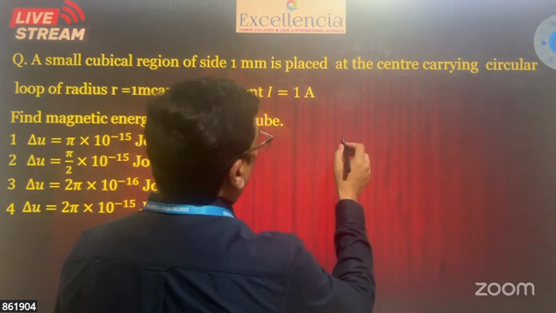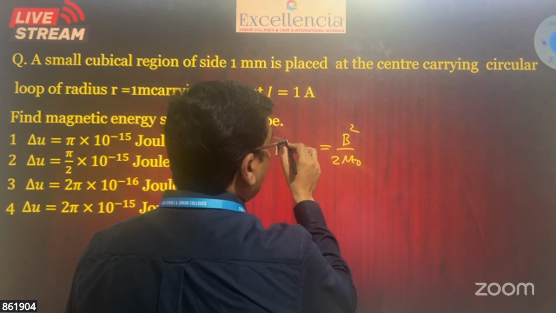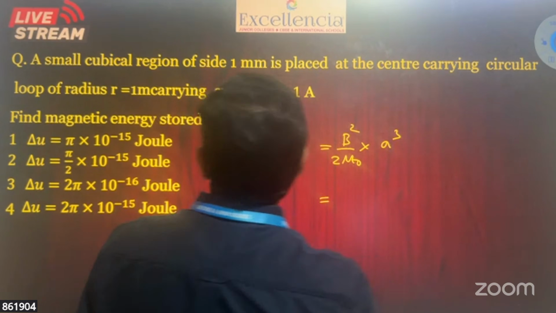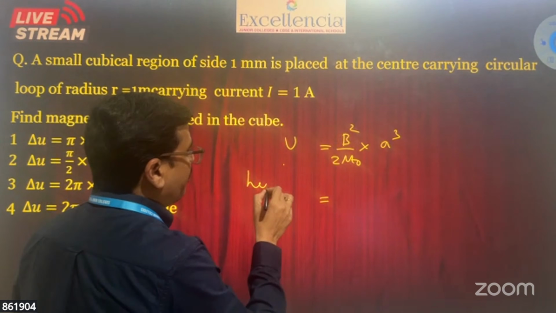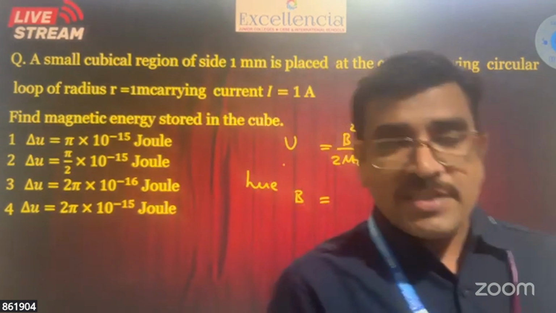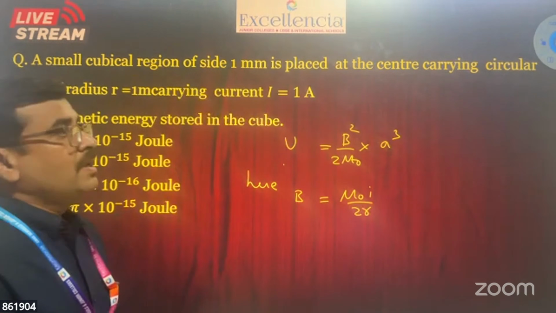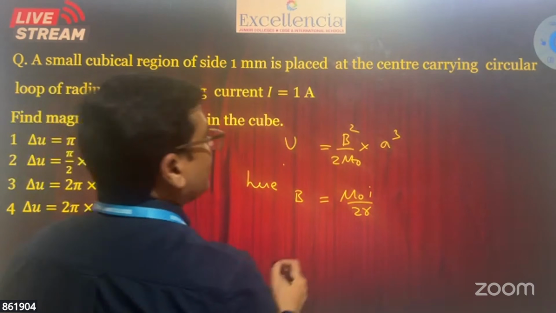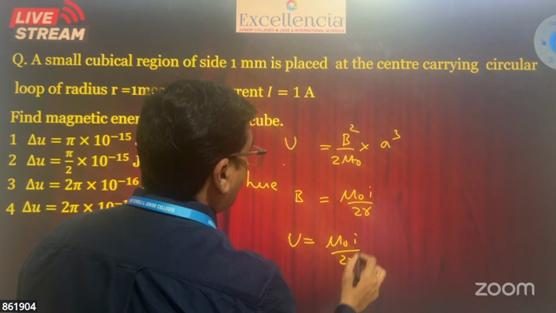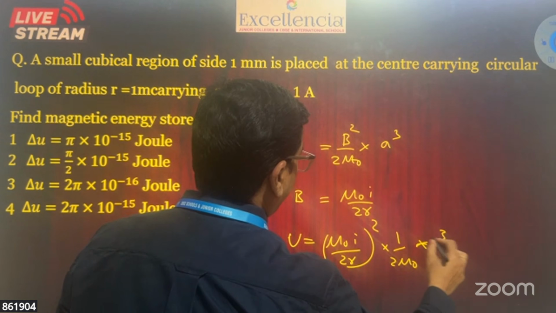So magnetic energy per unit volume, you know, is B square by 2 mu naught. This is the total energy per unit volume, where the volume I am taking here is a cube. By substituting the value of B here, B due to a circular coil at the center can be taken as mu naught I by 2R. So we can write the total value of U as mu naught I upon 2R whole square into 1 by 2 mu naught, into the volume of the cube.